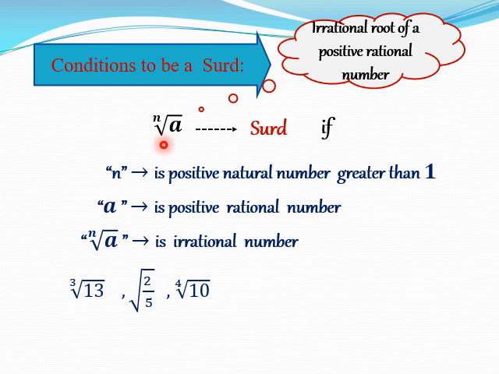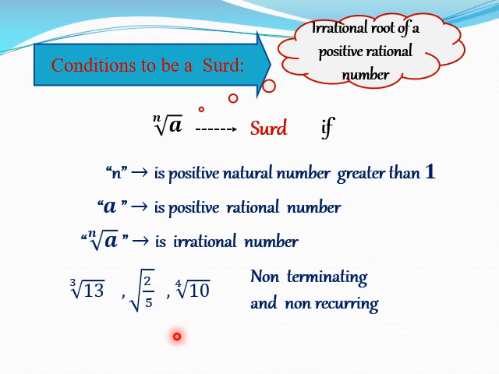Nth root of a means that the result of this number is an irrational number. If we calculate cube root of 13, it is an irrational number. And also the result of square root of 2 over 5 is also irrational, and fourth root of 10 is also irrational. So these are the examples of surds, and all surds are non-terminating and non-recurring. We calculate the values of cube root of 13, square root of 2 over 5 and fourth root of 10.